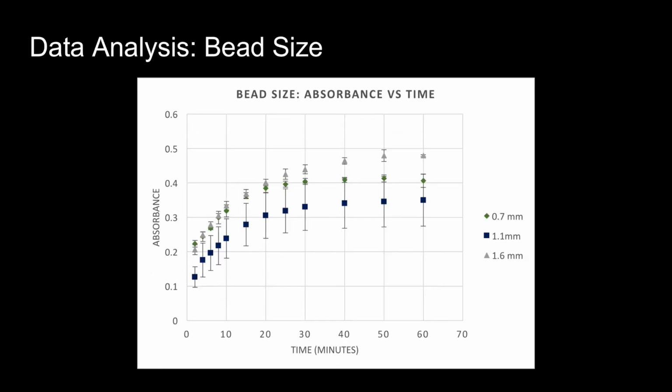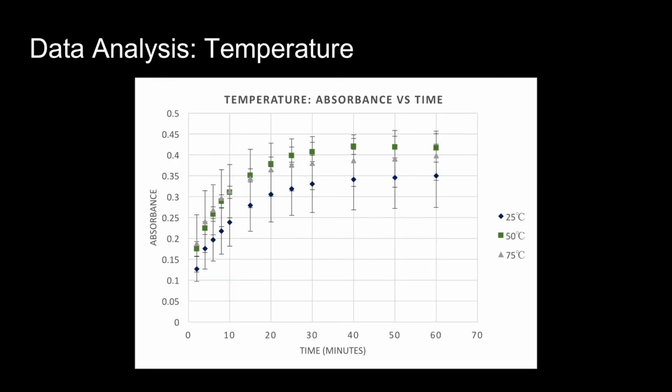This graph shows the average absorbance readings of 3 trials when using 0.7 mm, 1.1 mm, and 1.6 mm beads. Once again, the error bars are based on the standard deviation of the average absorbance readings for 3 trials. This graph shows the average absorbance readings for 3 trials when setting the hot plate to a temperature of 25 degrees Celsius, 50 degrees Celsius, and 75 degrees Celsius. The error bars are made based on the standard deviation of the average absorbance readings for the 3 trials.